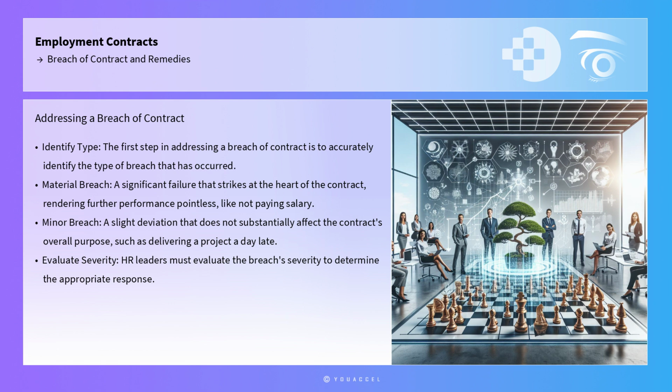Conversely, a minor breach, also known as a partial breach, is a slight deviation from the terms that does not substantially affect the contract's overall purpose. An example would be delivering a project a day late without impacting the business. HR leaders must evaluate the breach's severity to determine the appropriate response.